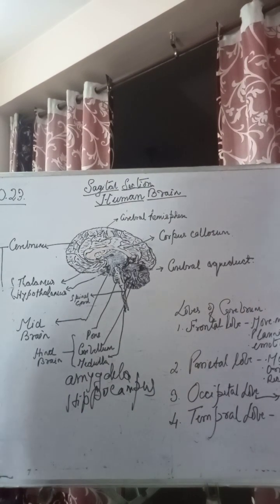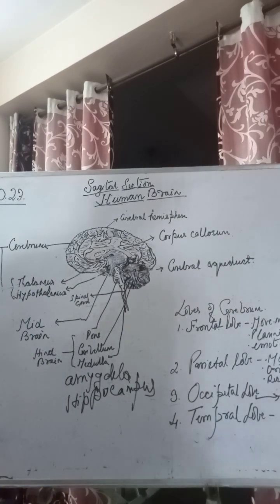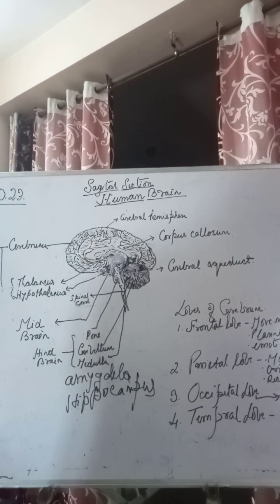Now, thalamus and hypothalamus we discussed, right? And in the inner part we discussed the amygdala and hippocampus. These are the extra information that you need to know.